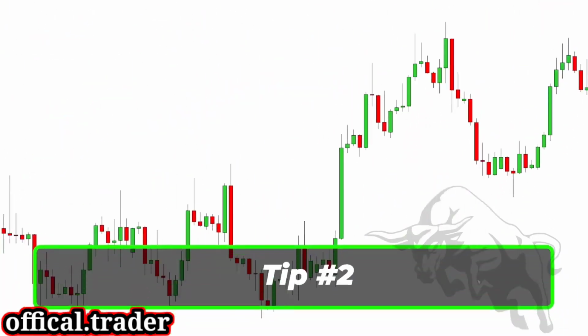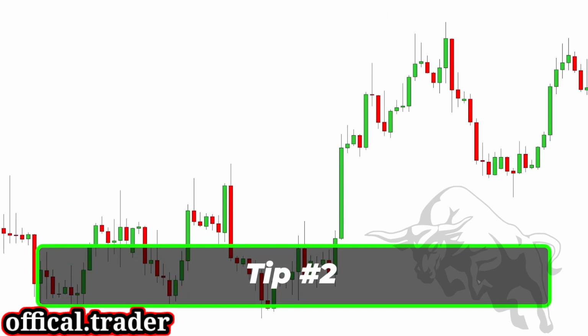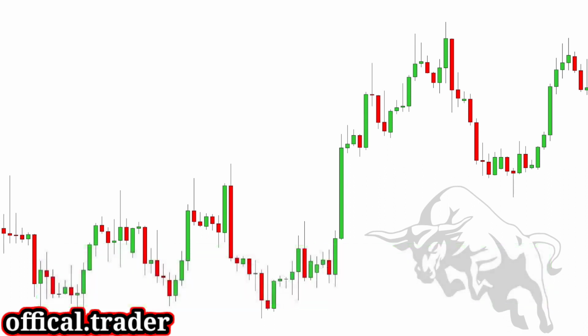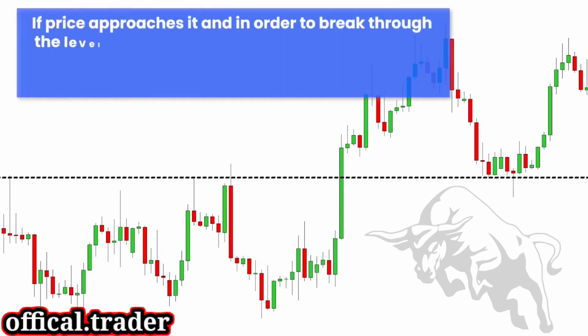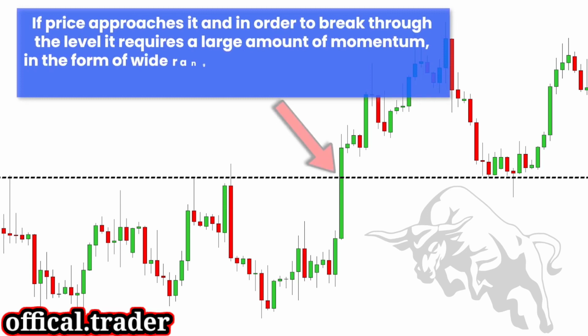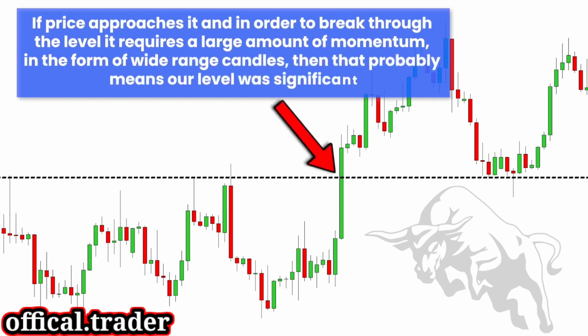Tip number 2 is to pay attention to how price moved through your level. Now, this is something that not many traders know, but you don't always need a reaction away from a support and resistance level to validate it. Here we have a level on our chart. If price approaches it, and in order to break through the level, it requires a large amount of momentum in the form of wide range candles, then that probably means our level was significant.